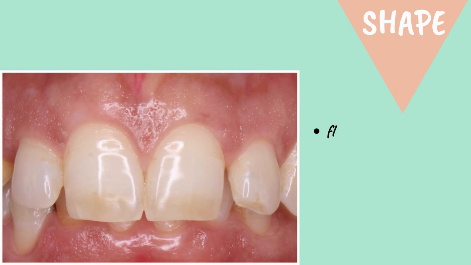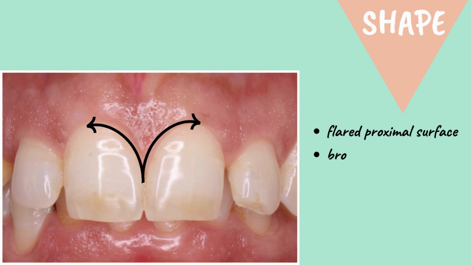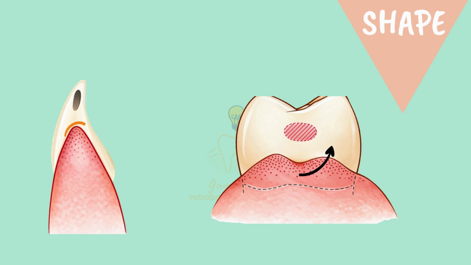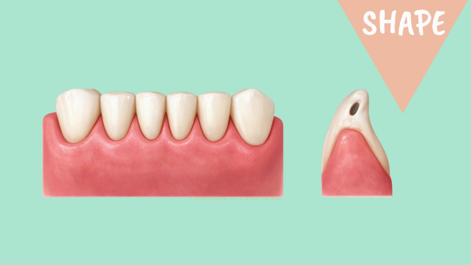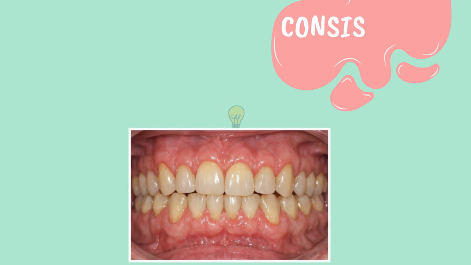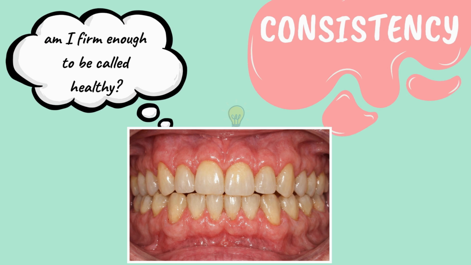Whereas when proximal surfaces flare away, the interdental space increases and the papilla becomes more broad. The height and form of the papilla also vary. In the anterior region, it is typically pyramidal, and in the posterior region, it appears more flattened in the buccolingual direction. Now, let's look at the consistency of the gingiva.